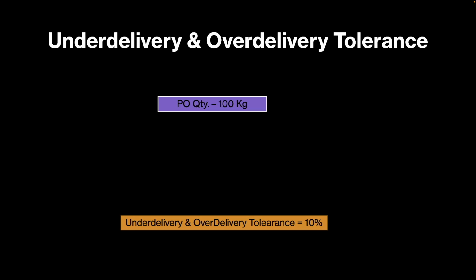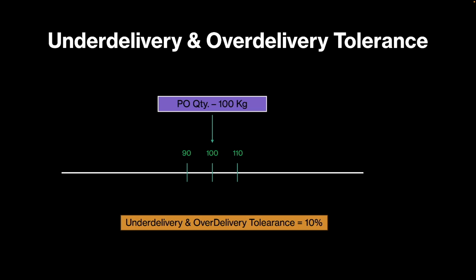So what will happen then? As you can see, you have placed a purchase order quantity for 100 kgs. Now, because of this tolerance, you will allow the vendor to supply a quantity which will be in the range of 90 kgs and 110 kgs. That is, you will allow the vendor to supply a quantity less than the PO quantity up to 90 kgs, and a quantity more than 100 kgs up to 110 kgs. So this supply of 90 kgs is a case of under delivery and the supply of 110 kgs is a case of over delivery.